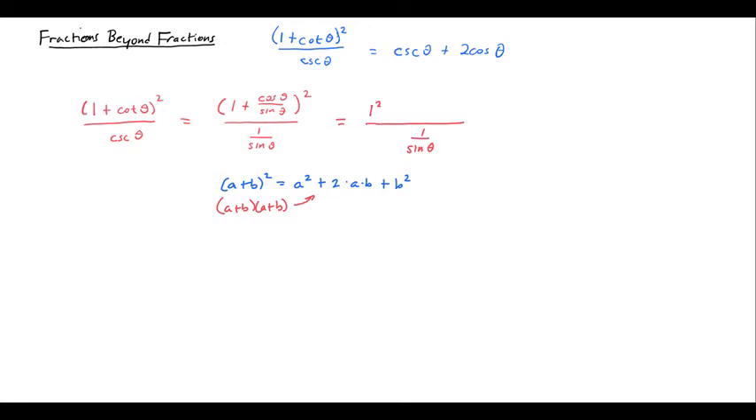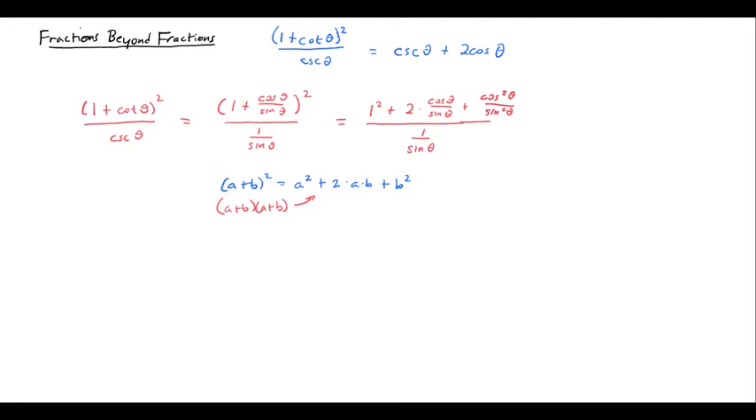Let's enlarge that a little bit. 1 squared plus 2 times cosine theta over sine theta plus the square of this thing here, cosine theta over sine theta, that's my b squared. So that's going to be cosine squared theta over sine squared theta.